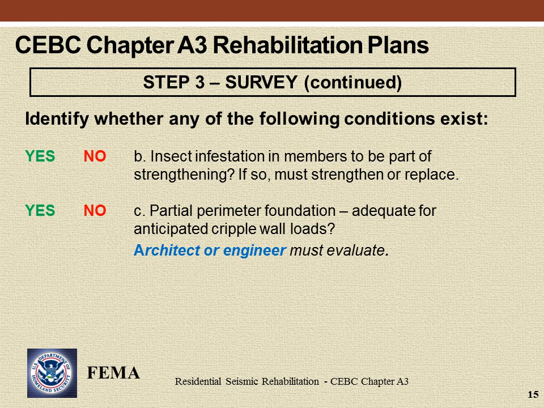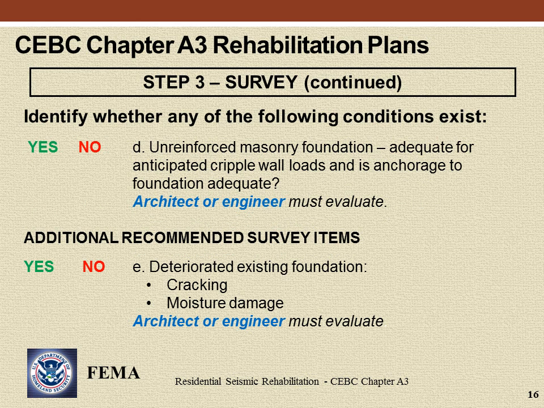If unusual conditions are encountered during the condition survey, evaluation by an engineer or architect is encouraged. Item C addresses partial perimeter foundations and requires evaluation by an architect or engineer. When evaluation by an architect or engineer is required, this should be a licensed professional with experience in seismic rehabilitation who can evaluate whether or not the existing condition of the dwelling is adequate for the earthquake loading anticipated by the building code. Step 3, Condition Survey continued.